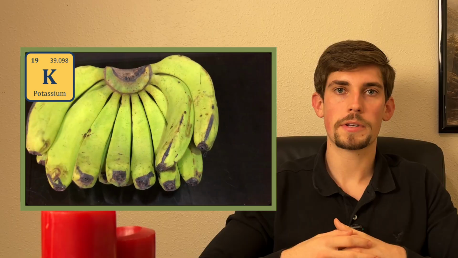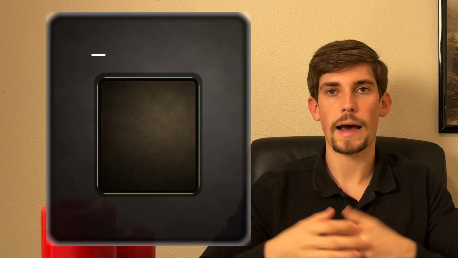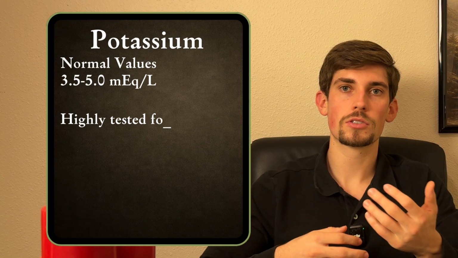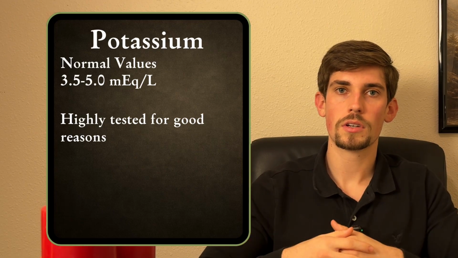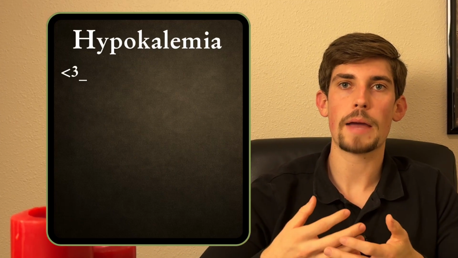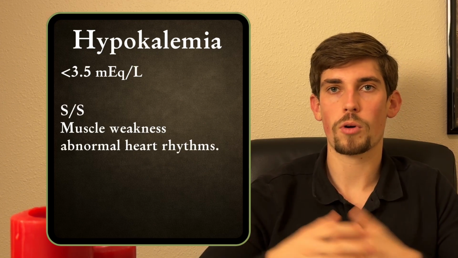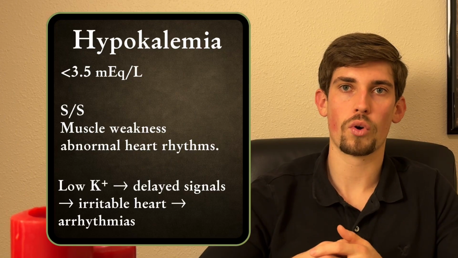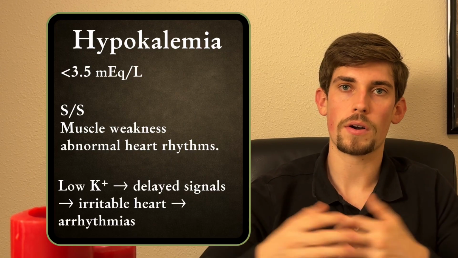Next, we're going to talk about potassium. Potassium is critical for both muscle and heart function. Normal potassium is about 3.5 to 5.0. This is one of the most tested electrolytes, and for good reason. Low potassium, hypokalemia, can lead to muscle weakness and abnormal heart rhythms. That's because potassium is essential for normal electrical activity in both muscles and the heart.